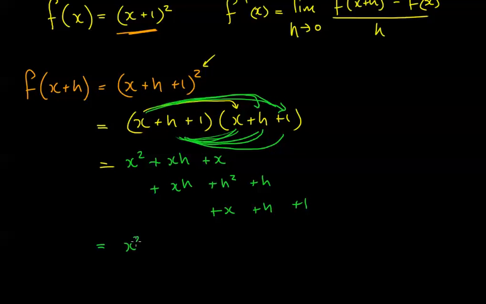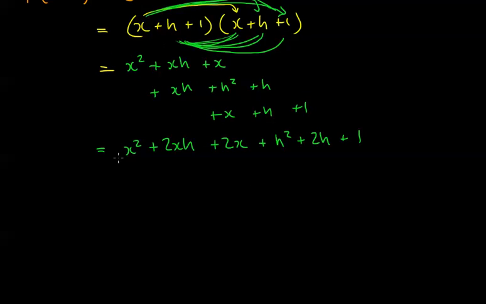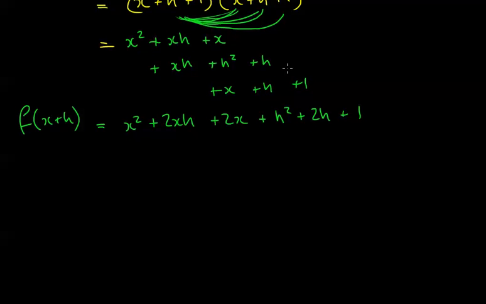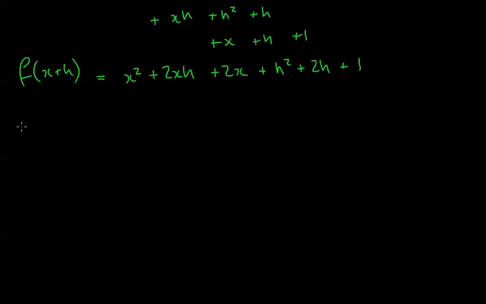We've got an x squared, plus 2xh, plus 2x, an h squared as well, and then 2 h's and the plus 1. Now what we need to do is put this in. This is f of x plus h, and we've got to put that into the expression we had at the top, the first principles template. So limit h tending to 0, with a big fraction sign.